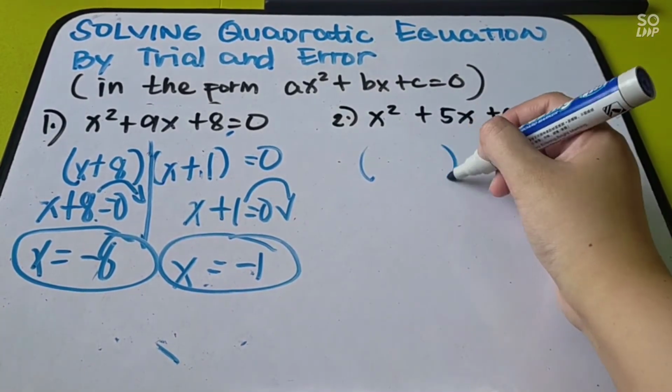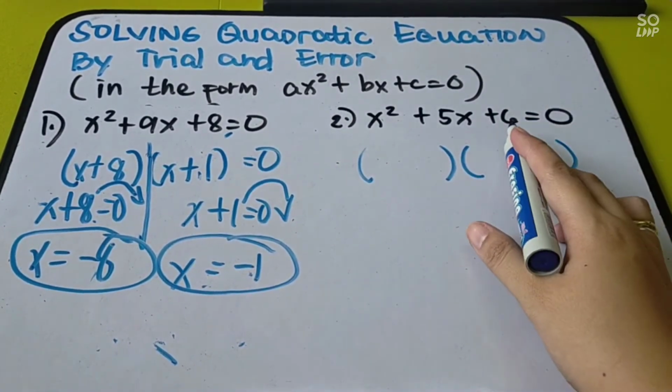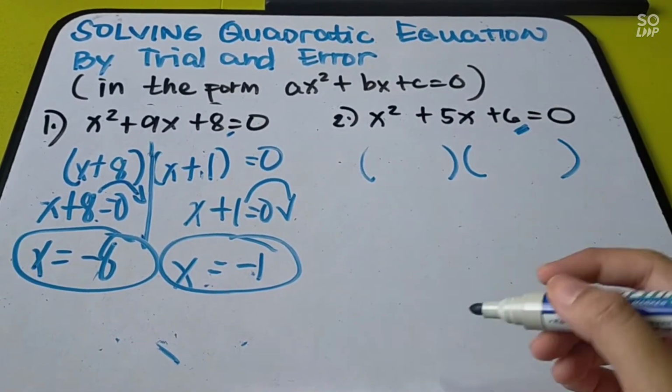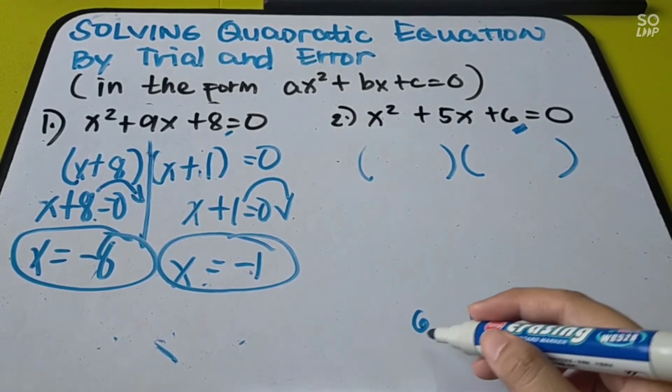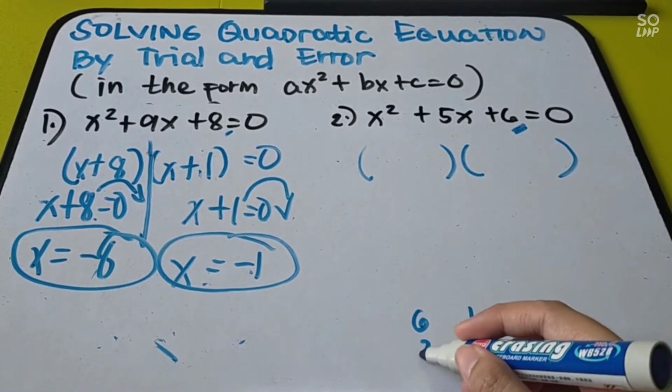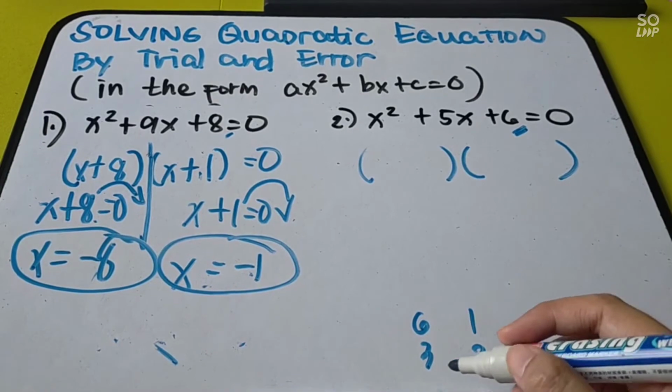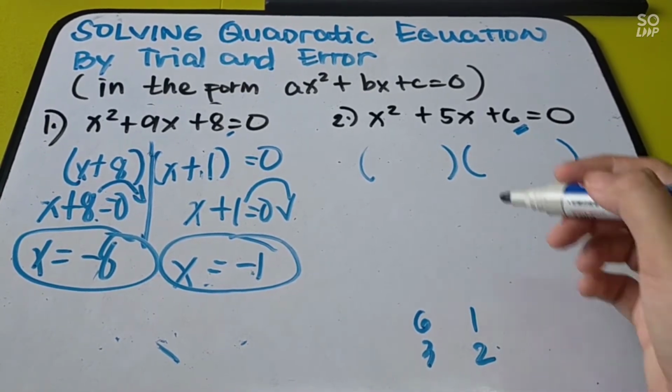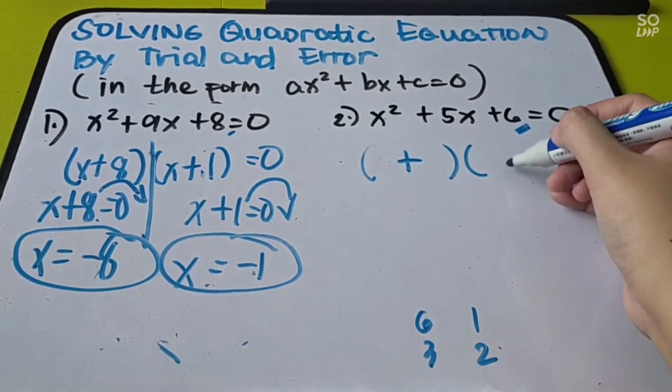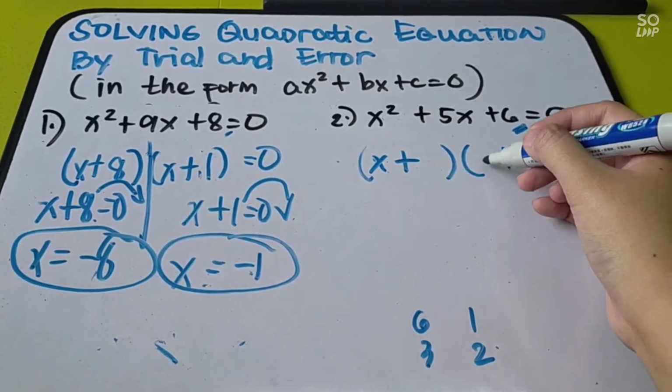So, we have the next one. Let us find the factors of 6. So, we have here 6 and 1. If you multiply 6 times 1, the answer is 6. Then, we have here 3 and 2. If you multiply 3 times 2, the answer is 6. Now, since plus ulit ito, plus ulit sa gitna, then x and x lang dito.